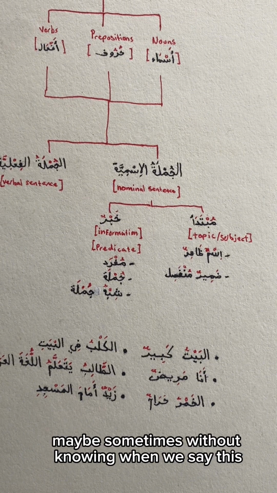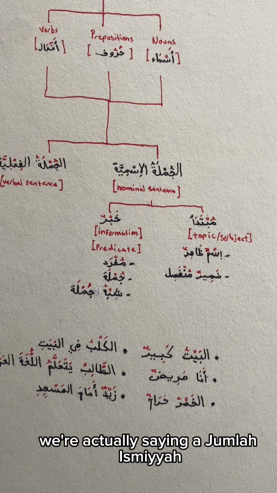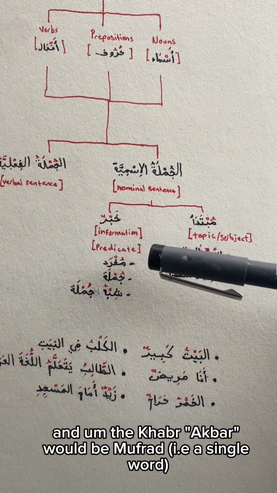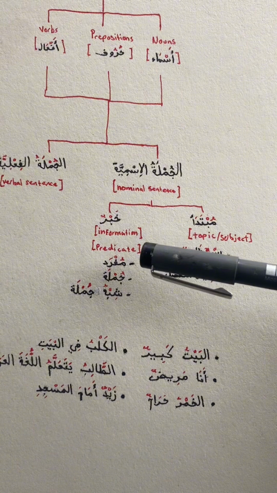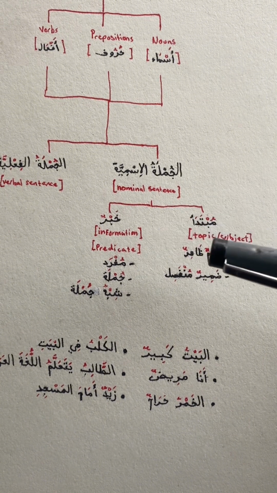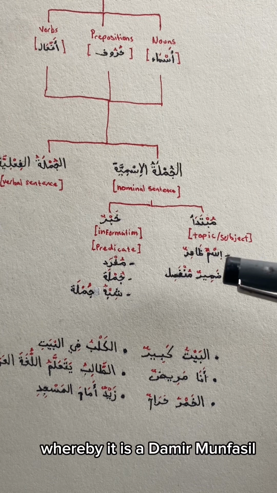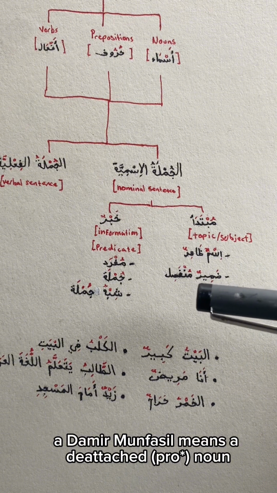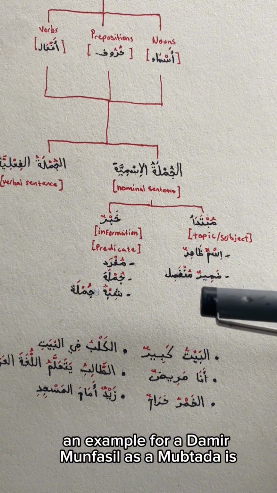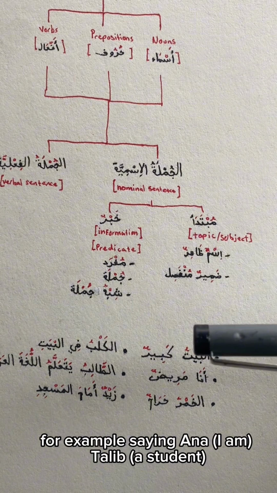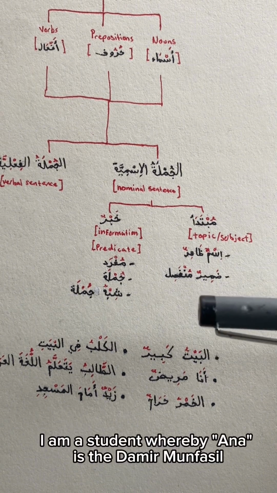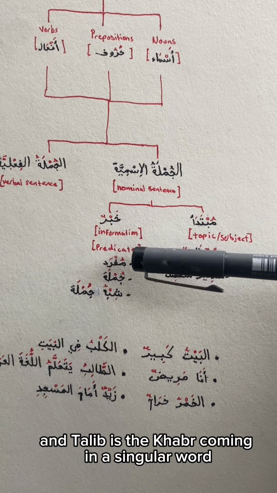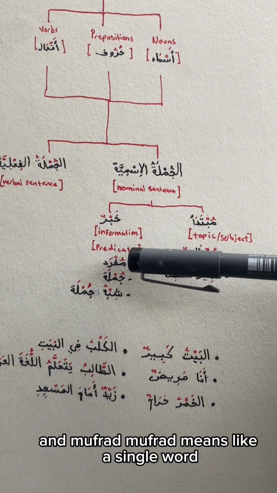Maybe sometimes without knowing, when we say this, we're actually saying a jumla ismiya. Allah here is an ism zahir, and the khabar, akbar, would be mufrad, meaning just a single word. So Allahu Akbar. You can also have a mubtada whereby it is a damir munfasil. A damir munfasil means a detached pronoun. An example for a damir munfasil as a mubtada is saying ana talib, I am a student, whereby ana is the damir munfasil and talib is the khabar coming in a singular word, a mufrad. Mufrad means a single word.